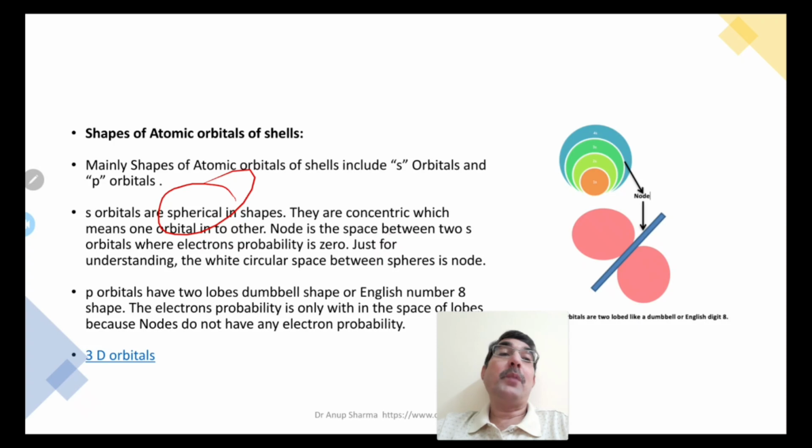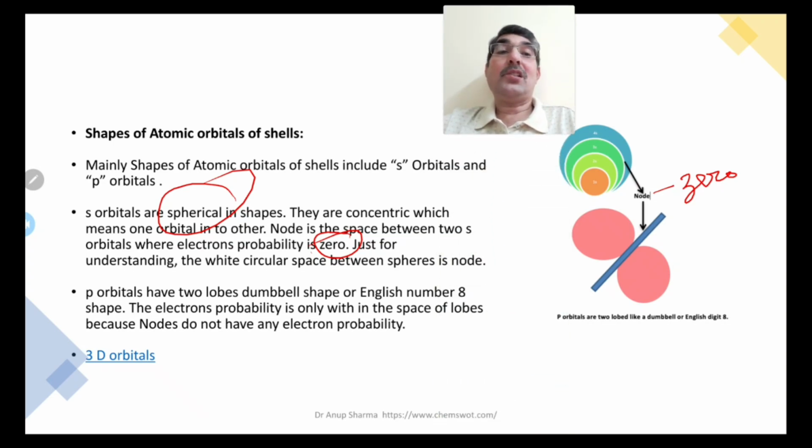Node is the space between two orbitals where electron probability is 0. So in this node region, there are 0 electrons, 0 probability. Just for understanding, the white circular space between spheres is a node. The one which you see here is like a node. It means 0 probability of finding an electron.